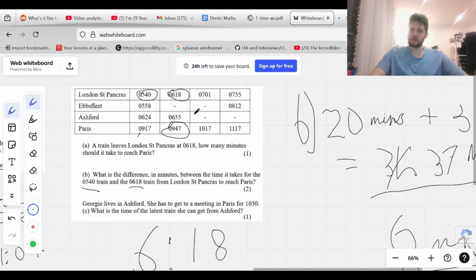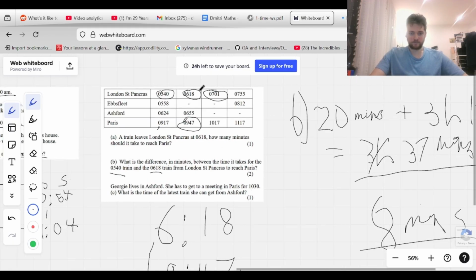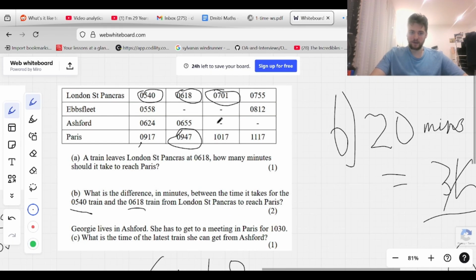And repeat. 10:17 is later than 9:47 and is before 10:30. She can take the 7:01. However, she cannot take the 7:55 one because then she would arrive at 11:17, which is of course later than 10:30. So the latest train she can take is the 7:01. However, there is no train that leaves from Ashford at 7:01. So the train does not stop at Ashford, so she can't take this one.